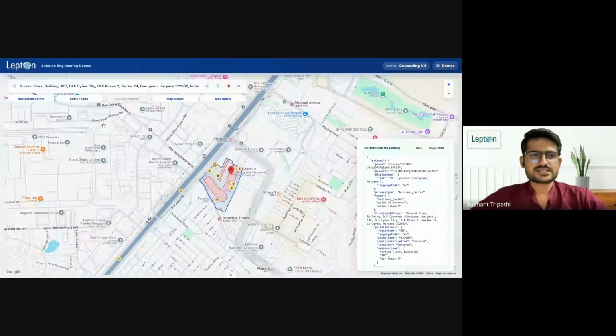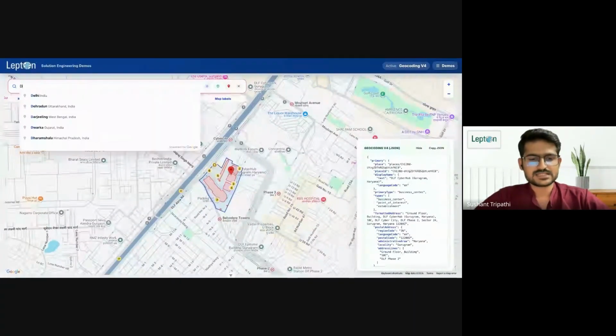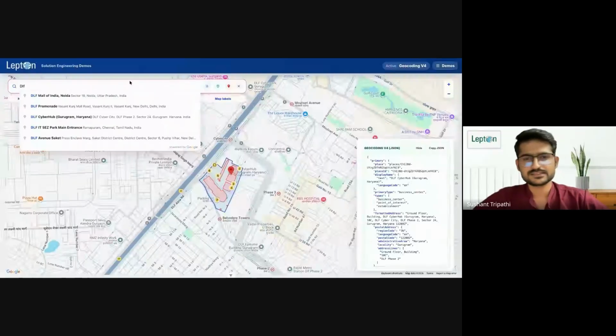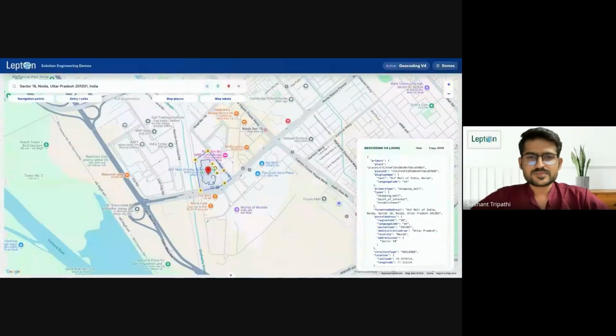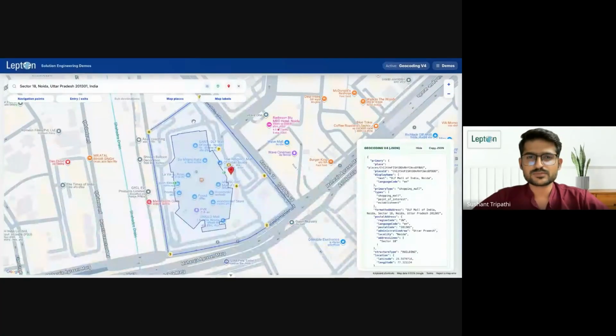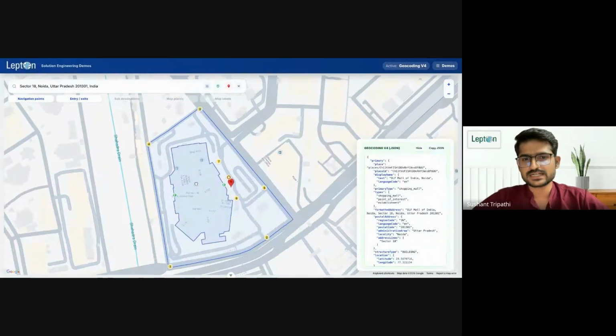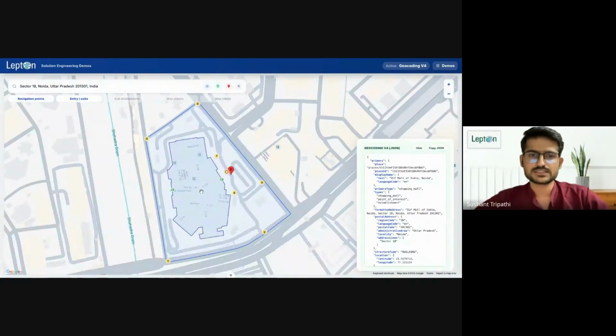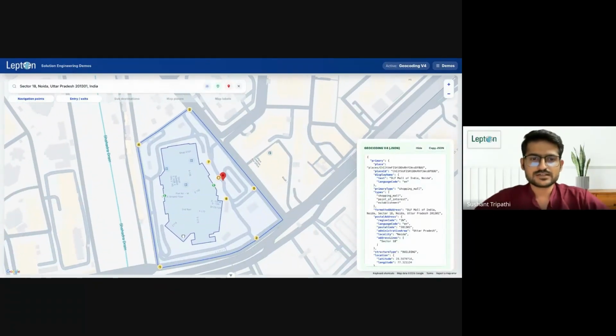Okay, so let's just take a specific place. I'm taking DLF Mall of India, and it gives me a specific polygon around the complete place. Okay, let's remove a few things like the labels and map so we can have a clear view of everything. So what we are looking at right now is a polygon of that specific mall, and it has a sub location and a sub polygon inside it, and it has navigation points and the entry and exit points also.